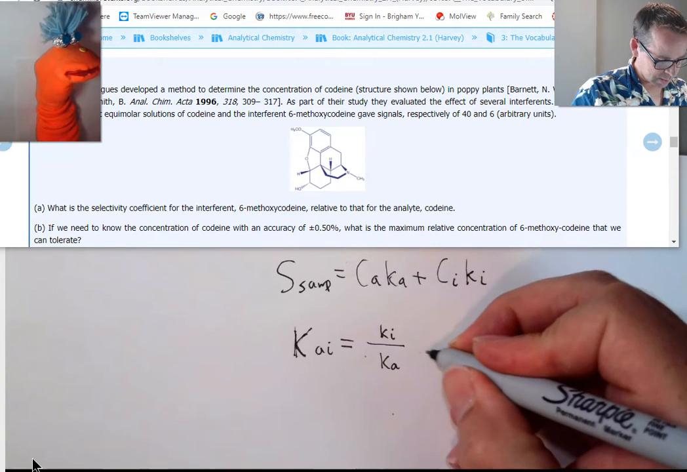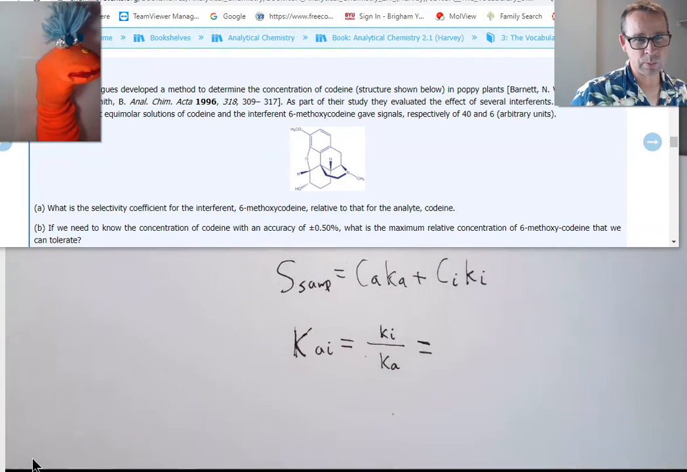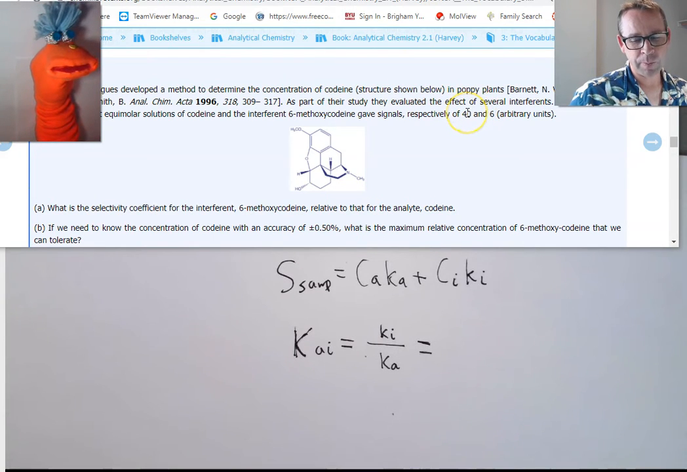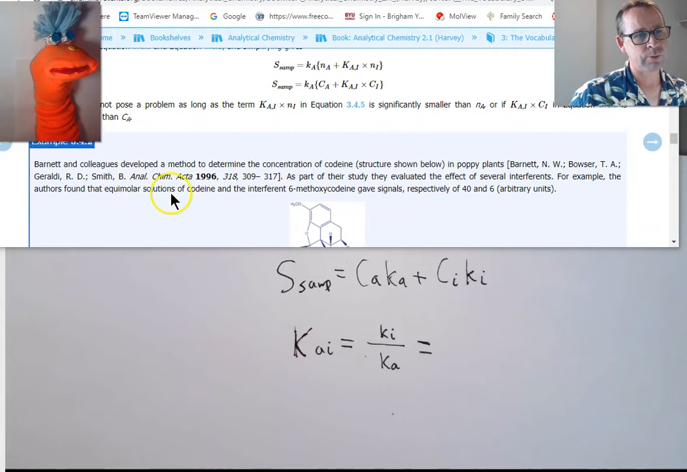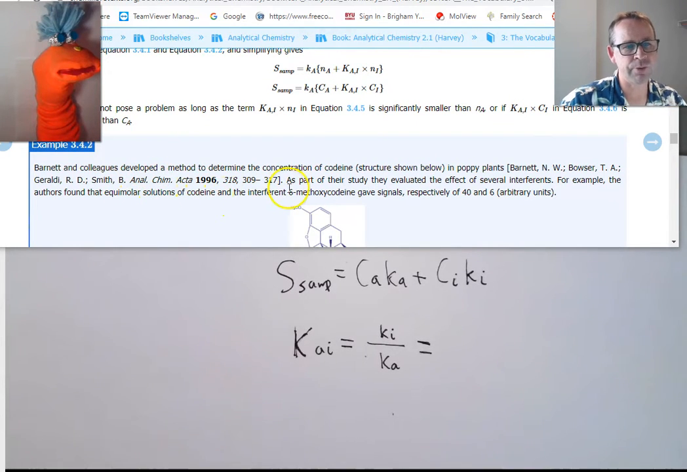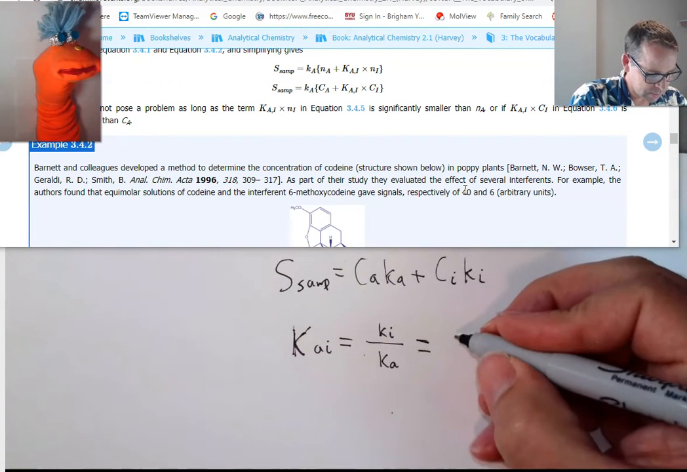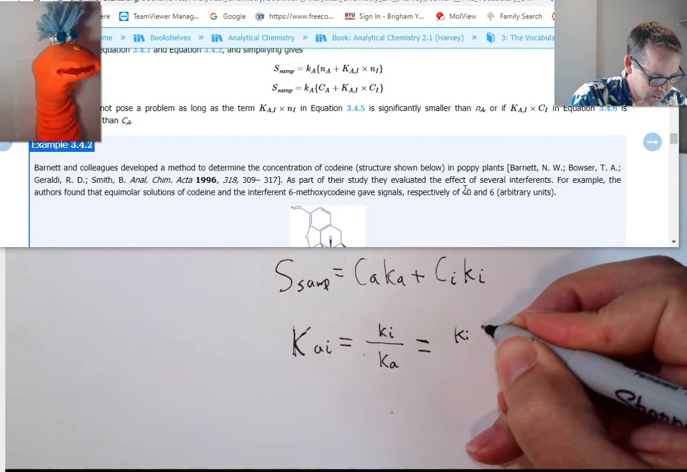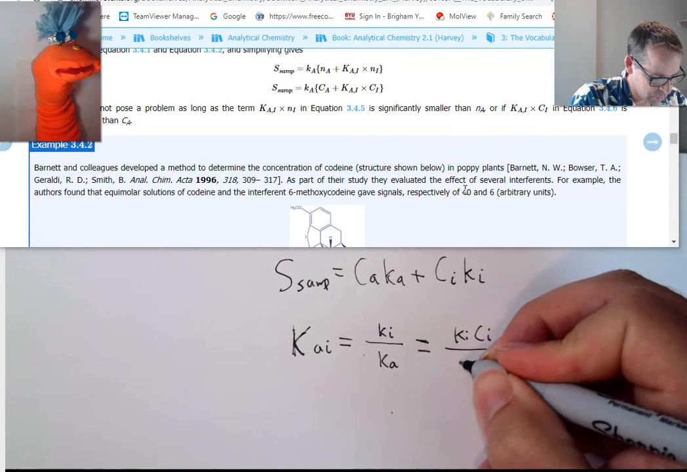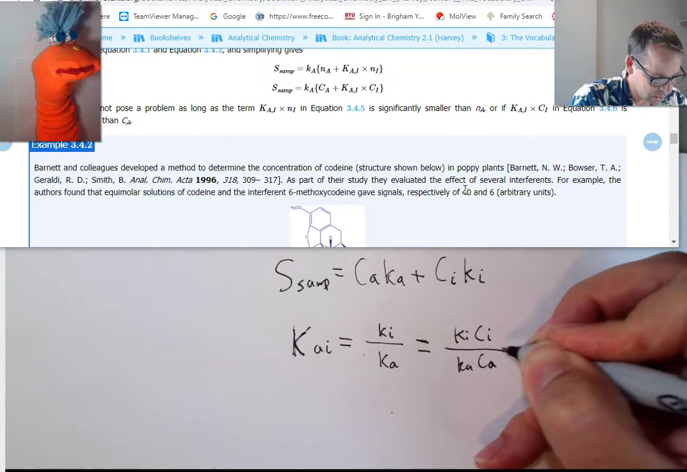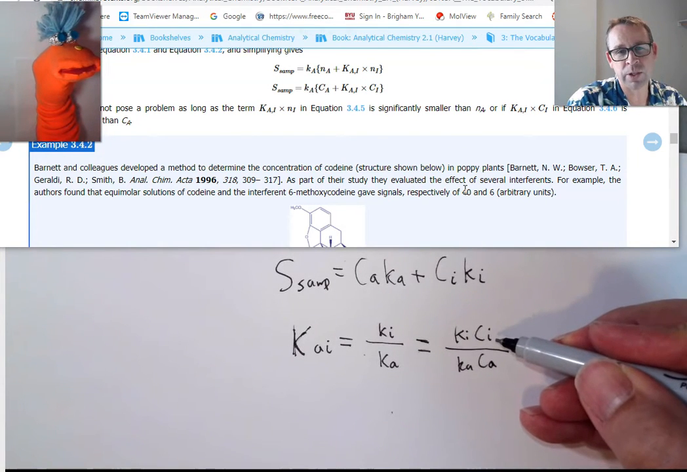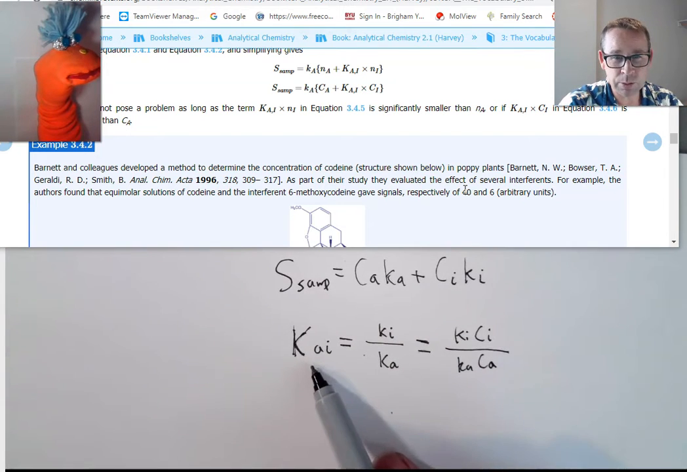Well, we can also say that for situations like the one provided, where the two concentrations of the analyte and the interferent are the same, that's what we're told here, right? That equimolar solutions of codeine and the interferent are used, then under those conditions, K_I times the concentration of the interferent over K_A times the concentration of the analyte, right? That also equals this.